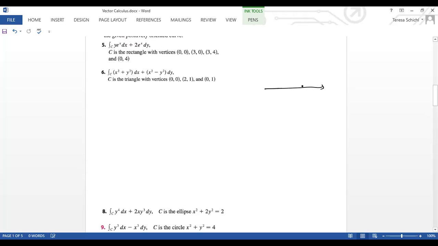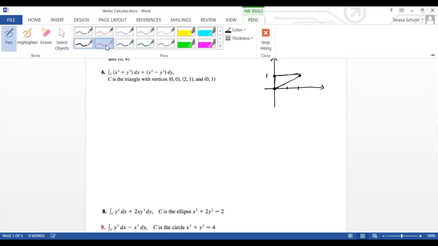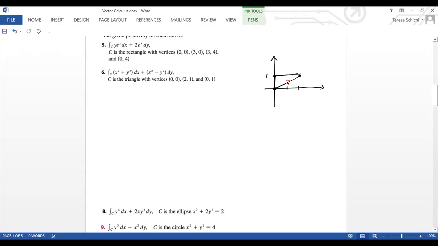And so here, C is a triangle from (0, 0) to (2, 1), then to (0, 1). See here, okay? So I start from here, here, and here, right? Because I started here, this will be the positive orientation, so go down here, go here, and go here, right?